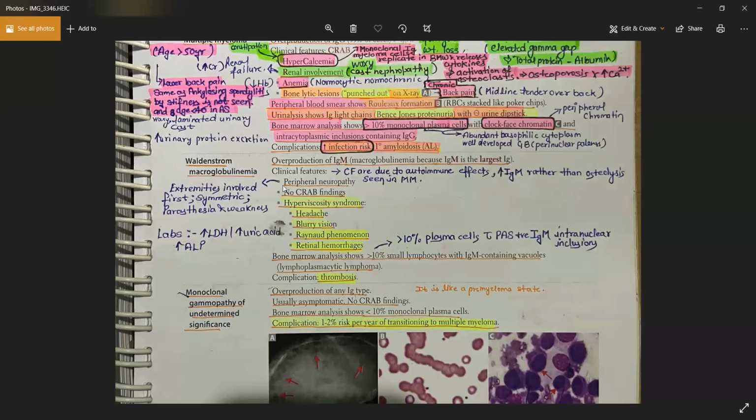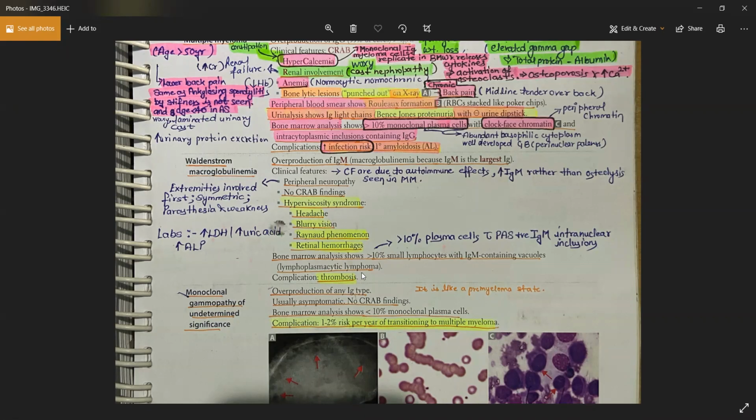This neuropathy will be symmetric, and the extremities will be involved first, with paresthesia and weakness. On the labs, I will be having a high level of LDH and a high level of uric acid. Of course, with any other tumor, I can get a high level of uric acid. I can get a high level of alkaline phosphatase also. On bone marrow analysis, I will see more than 10% plasma cells with PAS positive IgM antibodies. Very important. The plasma cells will contain IgM antibody inclusions, not IgG antibody inclusions. The complications will be thrombosis.